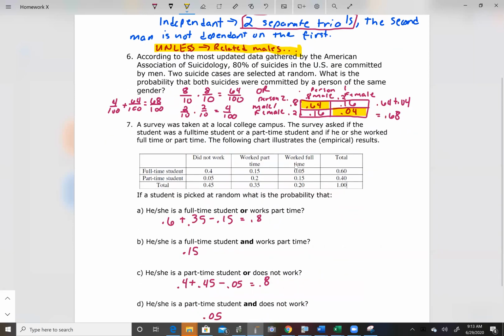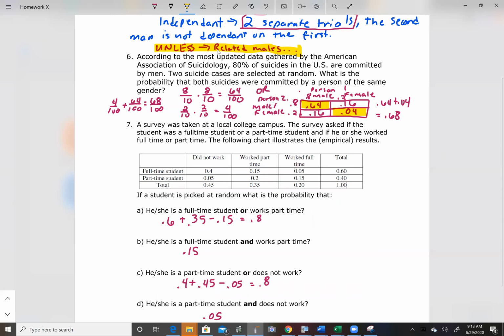Question 6: according to the most updated data gathered by the American Association of Suicidology, 80% of suicides in the US are committed by men. 2 suicide cases are selected at random. What is the probability that both suicides were committed by a person of the same gender?